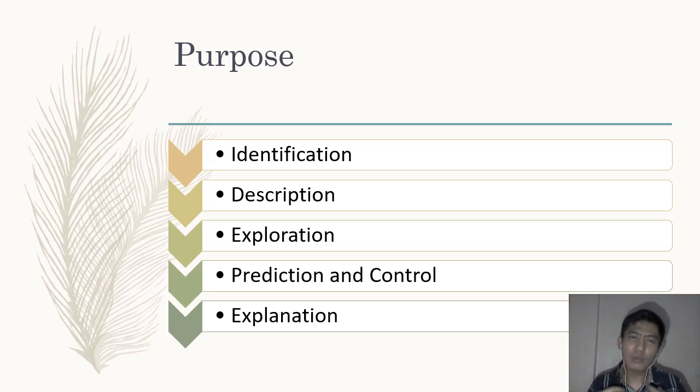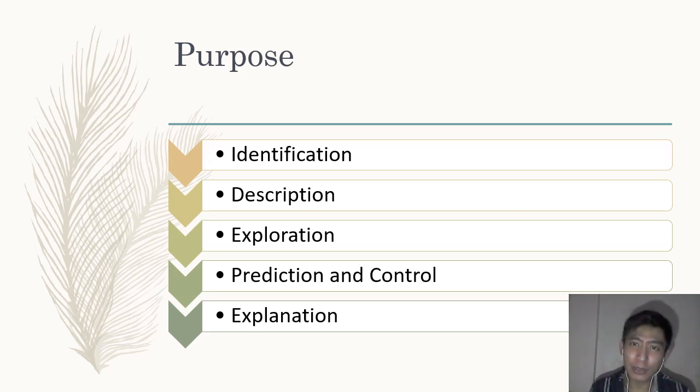You want to describe what's happening today in the pandemic. In exploration, it's more on how we understand the situation, how we change the situation through the current practices.